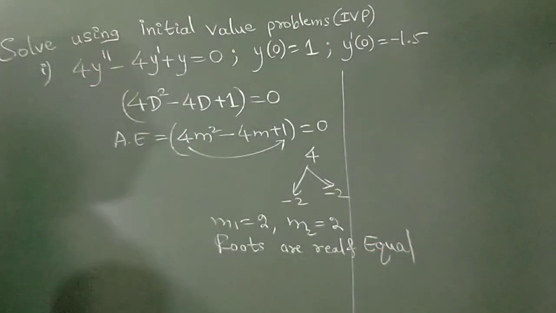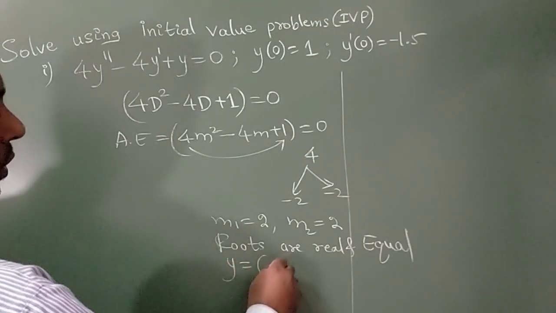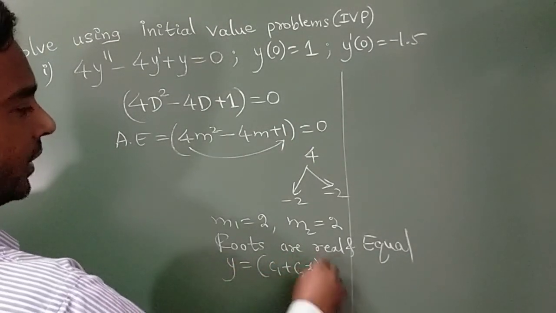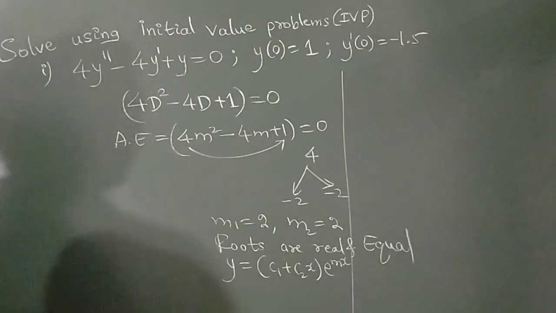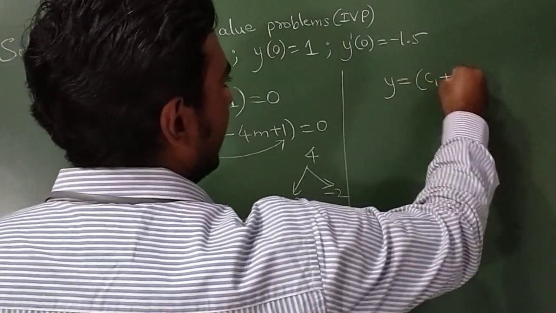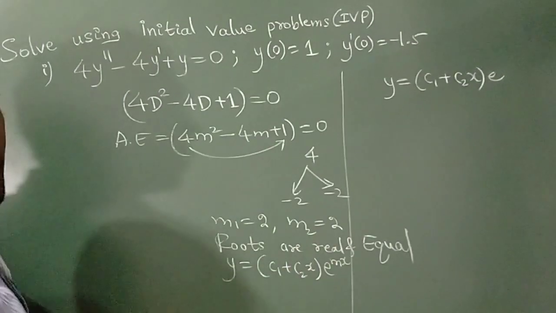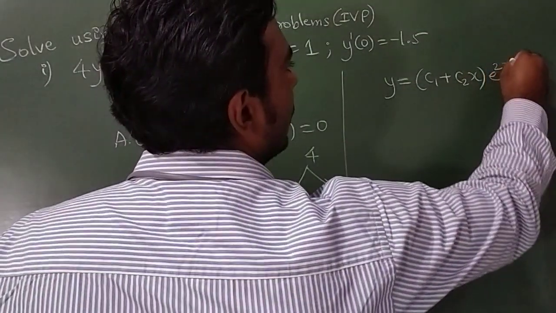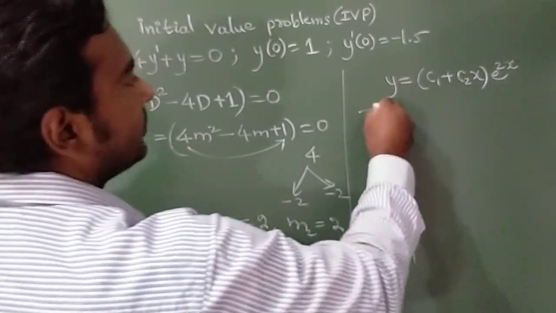For this there is a formula. When roots are real and equal, y is equal to (c1 plus c2 into x) e raised to m into x. Fine. So what I can write is y is equal to (c1 plus c2 into x) e raised to m x. Now m value is 2. So I have to write here 2. Fine.